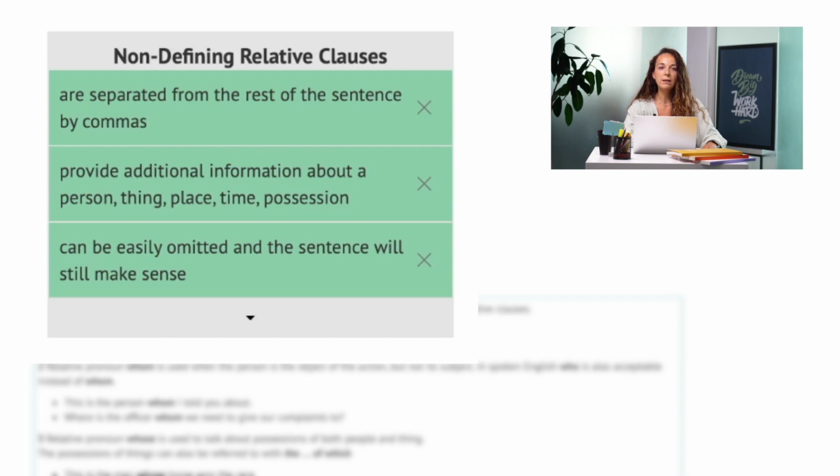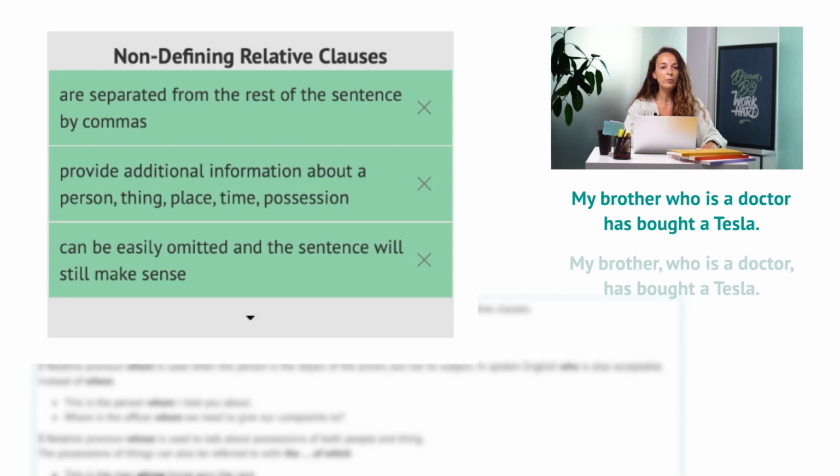It also affects the way they are pronounced. Usually we give this information with a faster and lower tone. That's how you can identify them when someone's speaking. Compare. My brother, who is a doctor, has bought a Tesla. My brother, who's a doctor, has bought a Tesla.